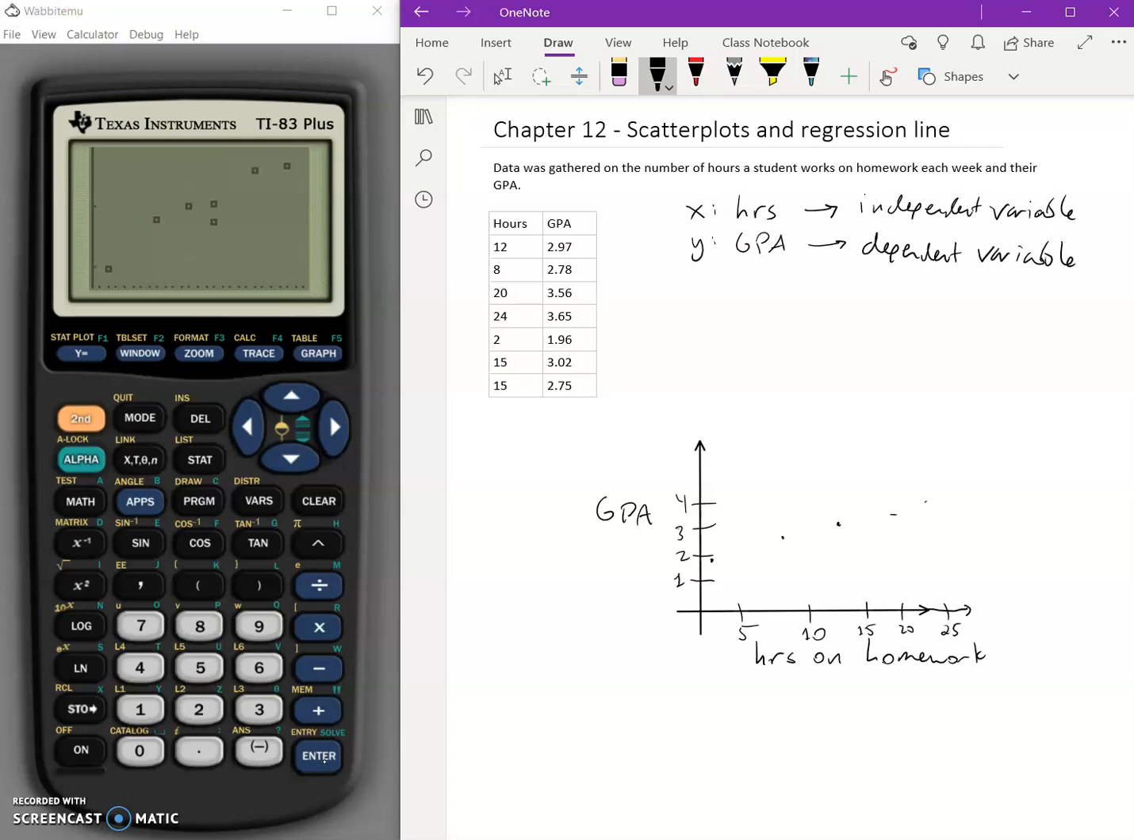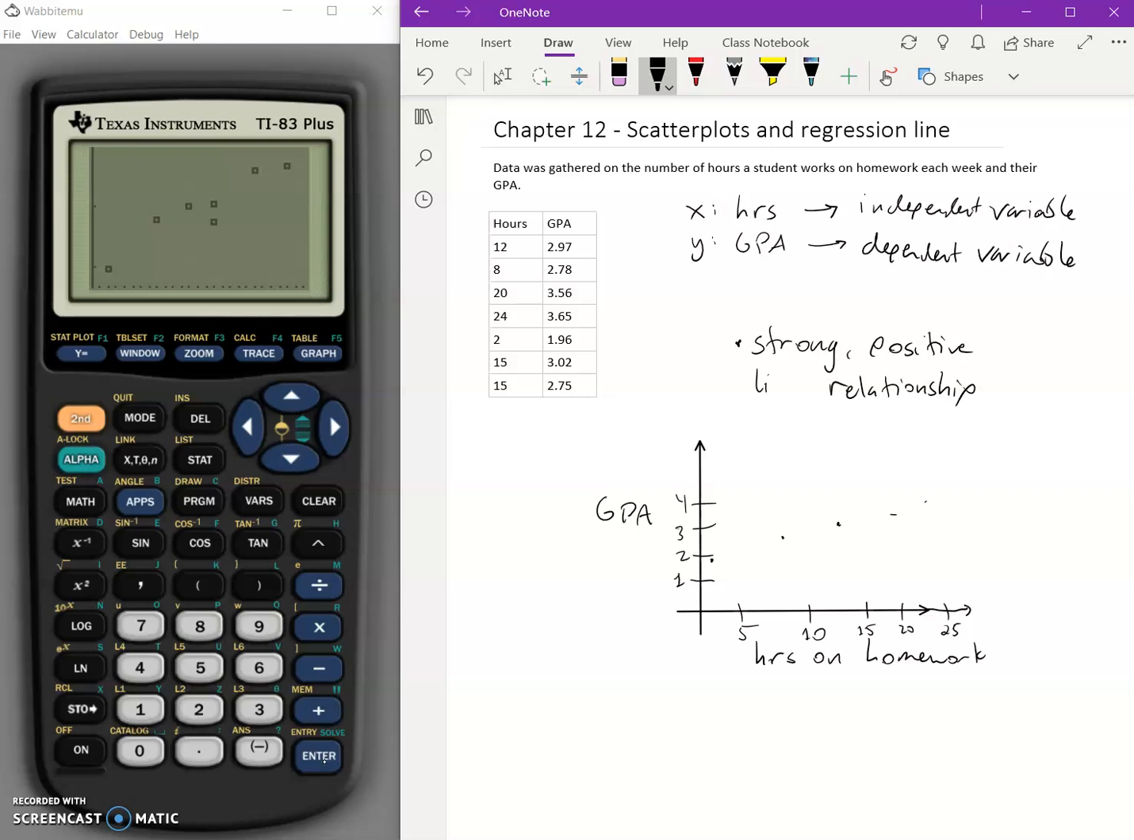But back to the calculator. We get to see this, and it's really nice because it allows us to visualize: do we have a strong linear relationship? Is it a weak linear relationship? Is it positive or negative, or is there no relationship? Based on all the things that we see here, what you should indicate is that this is a strong positive relationship.